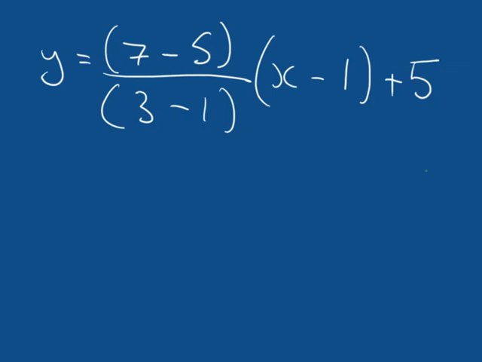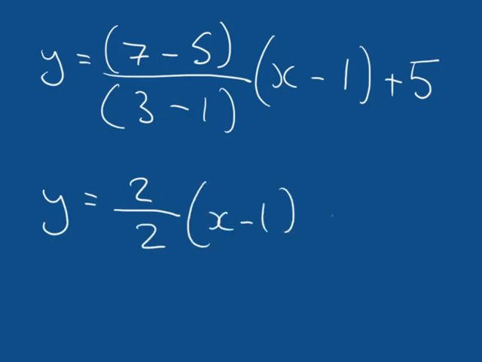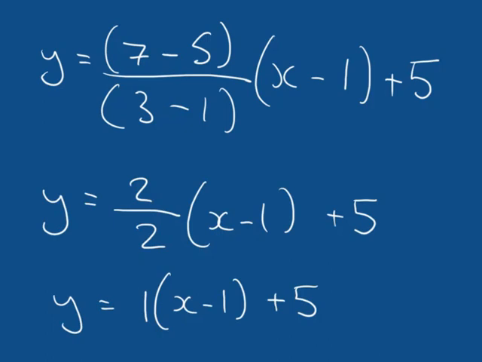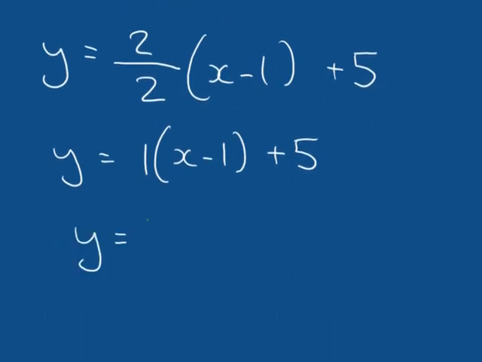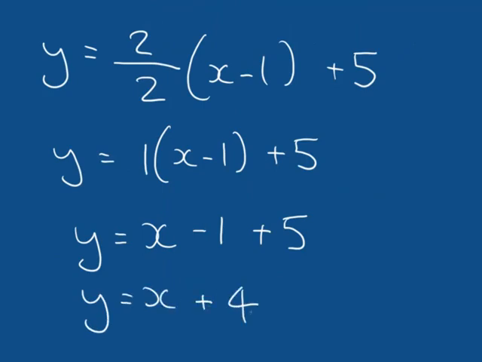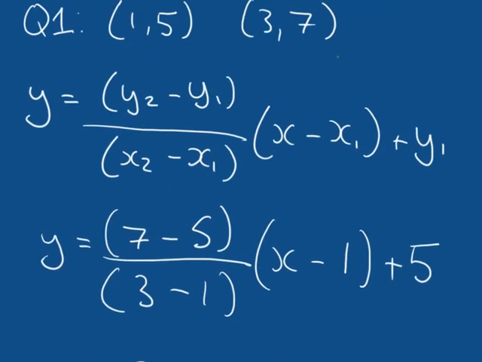Scroll down. If we start simplifying this down, y is equal to, well, 7 minus 5 is 2, 3 minus 1 is 2, times x minus 1, plus 5. So y is equal to 1 times (x minus 1) plus 5. Therefore, y is equal to, well, the 1 doesn't really affect anything, but we'd have 1 times x, which is x, minus 1 times 1, which is minus 1, plus 5. So y is equal to x plus 4. And that is the equation of our line that passes through the points (1, 5) and (3, 7).